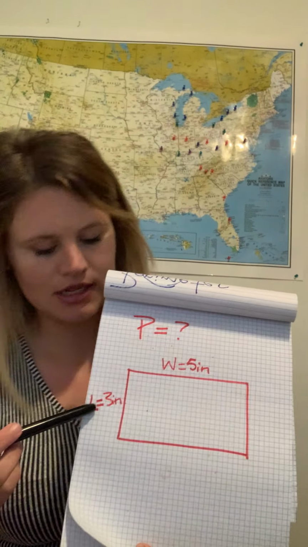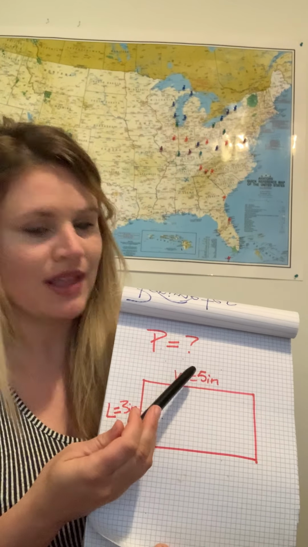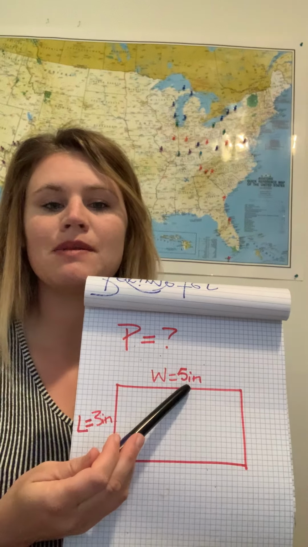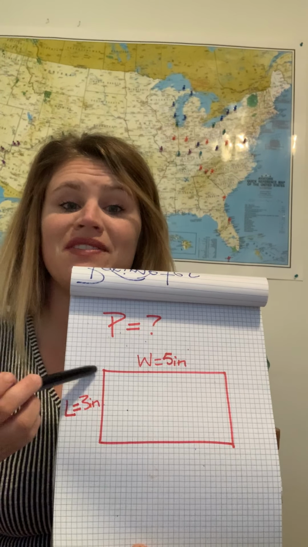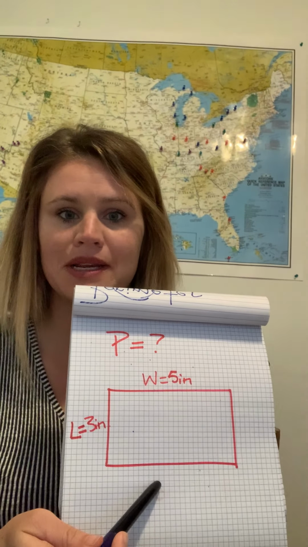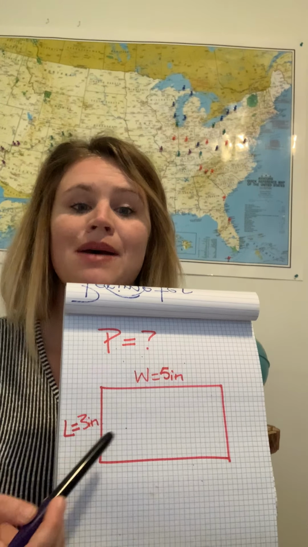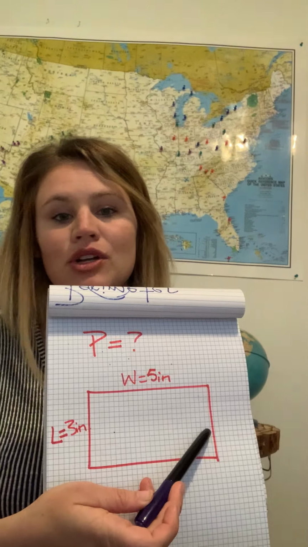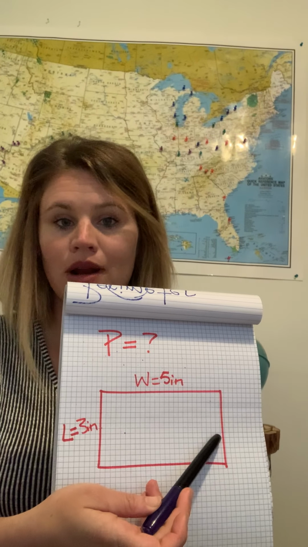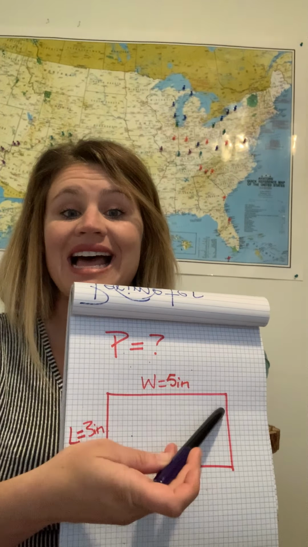My length is 3 inches and my width is 5 inches. I'm first going to match each side. If my width is 5 inches up here, guess what it's going to be down here? 5 inches. If my length over here is 3 inches, my length on the opposite side is going to be the same if it's a square or a rectangle. So this side is going to be 3 inches too. I'm going to match both the sides, 3 inches, and then 5 inches.